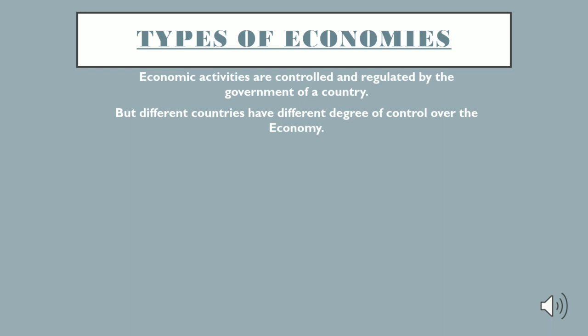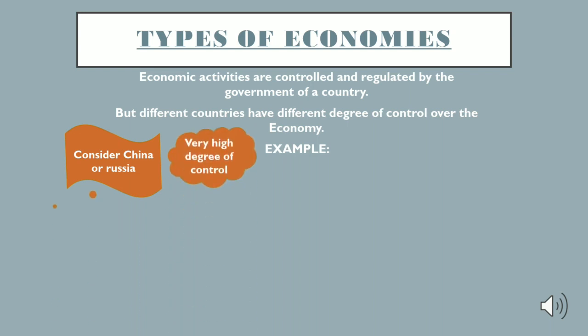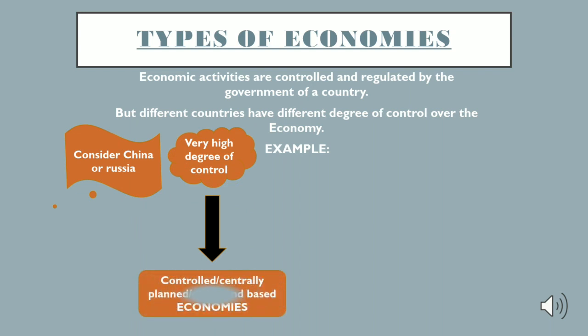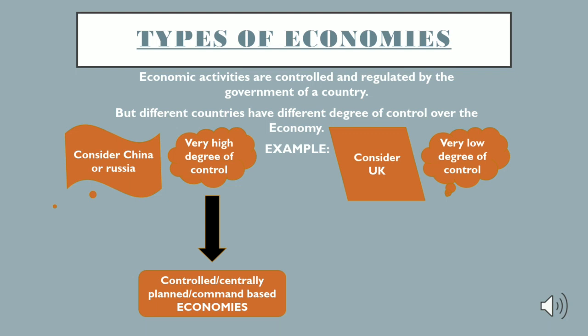So let's consider an example, taking China, or you can take Russia as well. These kinds of countries have a very high degree of control by the government, and that is the reason they are known as controlled or centrally planned or command based economies. On the other hand, if you consider the example of the UK, it has a really low degree of control by the government, and that is the reason it is called a free or market economy.